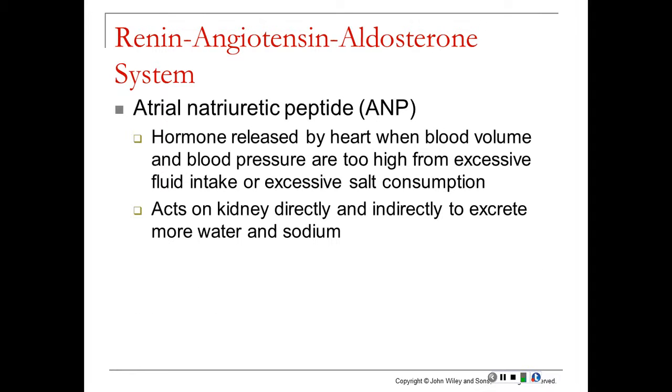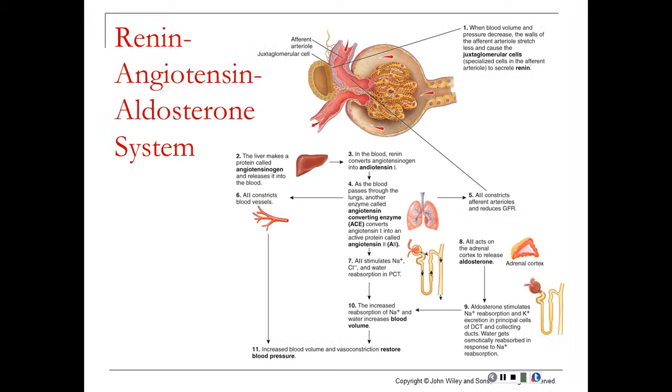ANP, atrial natriuretic peptide, is another hormone released by the heart. It is released when blood volume and blood pressure are too high because of excessive fluid intake or excessive salt consumption. So it's going to act on the kidneys to cause the kidneys to excrete more water and more sodium.